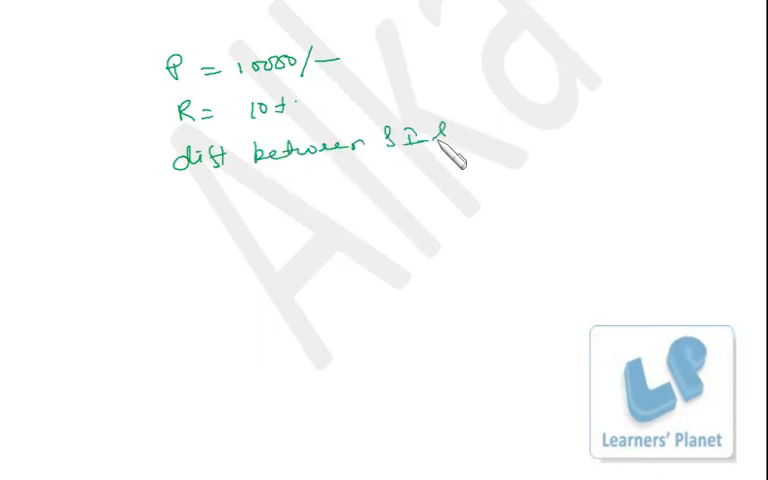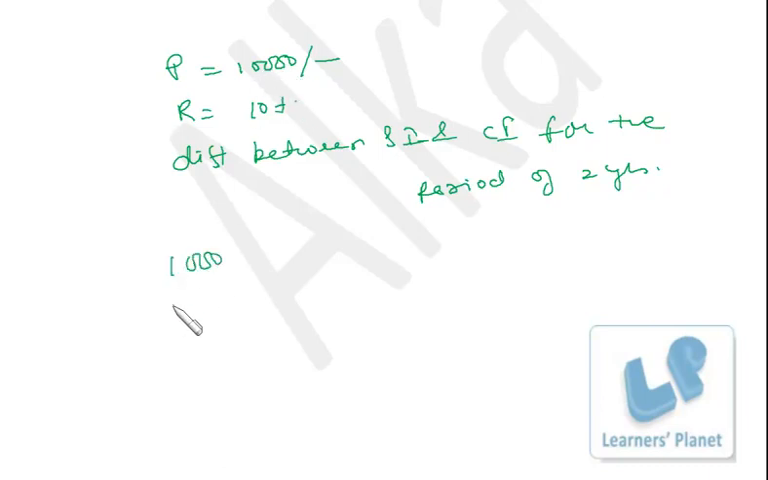So suppose I take one more example. Maybe principal is 10,000 rupees. Rate of interest, initially we take something simple, so I take 10%, and we have to find out the difference between simple interest and compound interest for the period of 2 years. Now what would happen? Every year simple interest will remain same. So 10% of this is 1000 for the first year. For the second year, simple interest 1000, 1000.